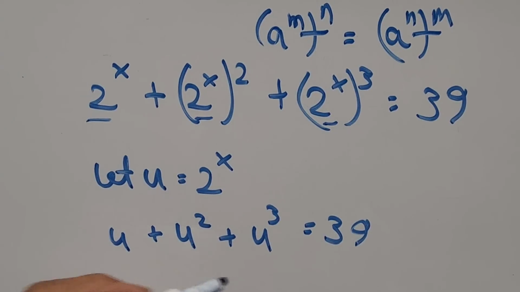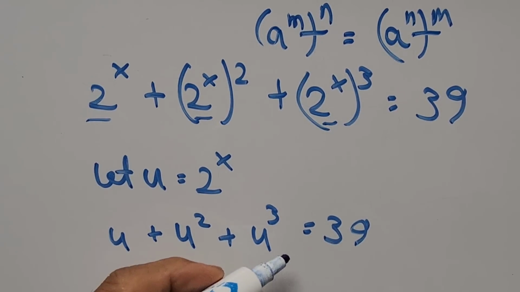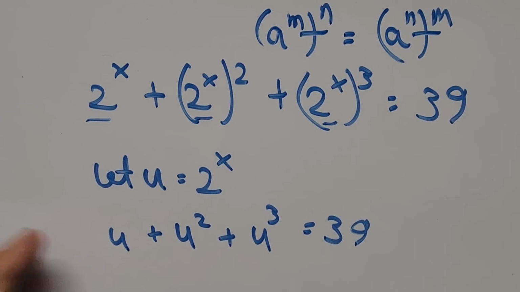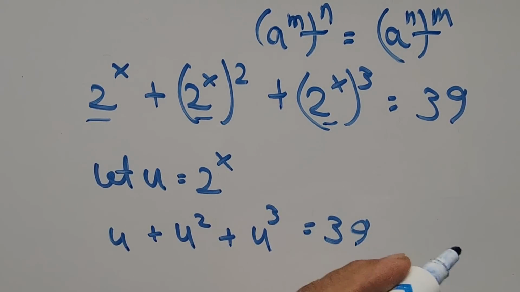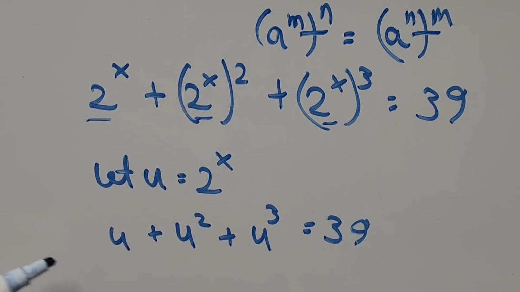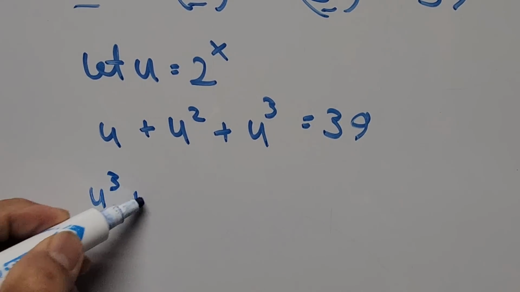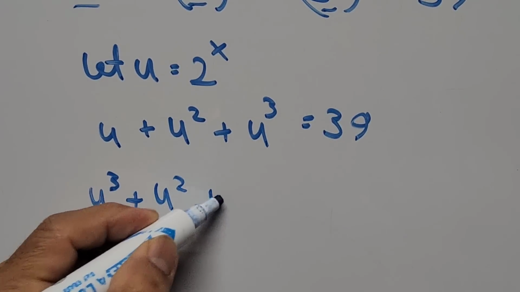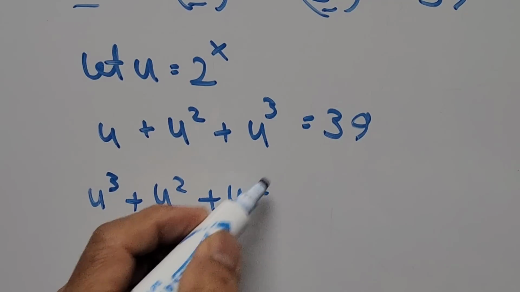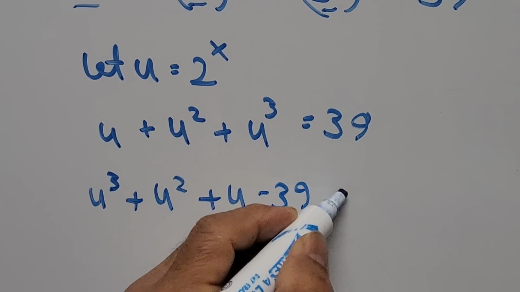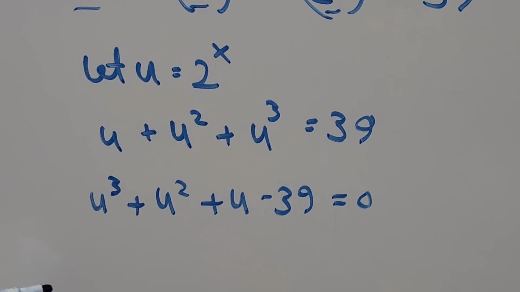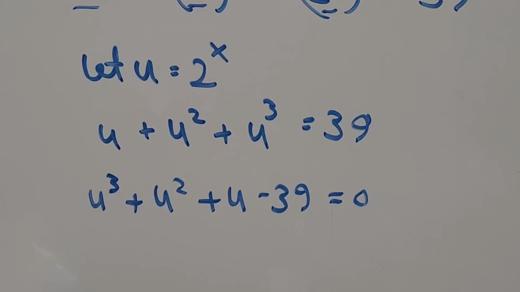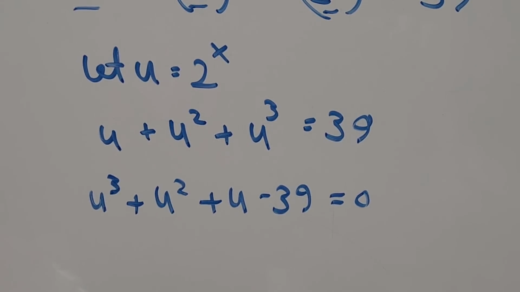And from here I would like to rearrange the terms of the equation and put all these terms on the left-hand side, and the right-hand side will be 0. Starting from the left-hand side with u cubed. All right, u cubed plus u squared plus u minus 39 equals 0. And so now what do we see? A cubic equation, right? And so how do we solve a cubic equation?